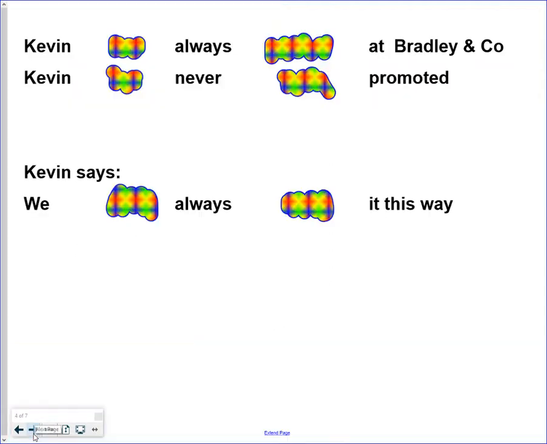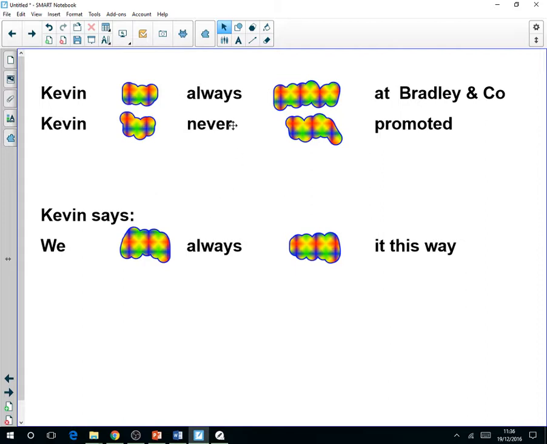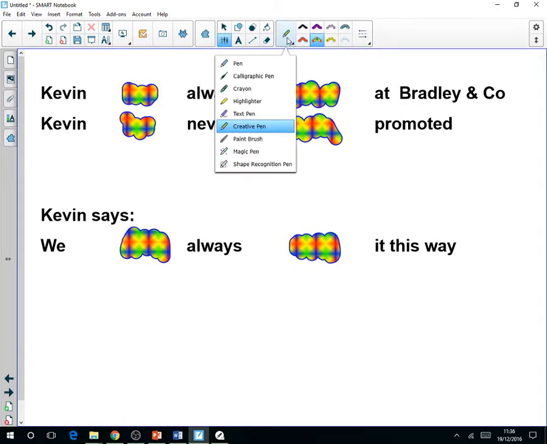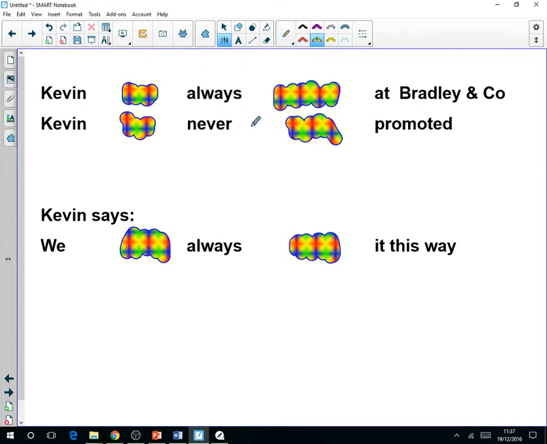Another way of hiding information is to use the Creative Pen. If you look at the pens at the top here, I have already selected it. We've got lots of different types of pen we can choose from here. Here's the Creative Pen. There are lots of different forms of Creative Pen, but the one that I usually go for is this colourful one. Feel free to experiment with any of them. Once I've selected this, I can use it to draw anywhere on the board.